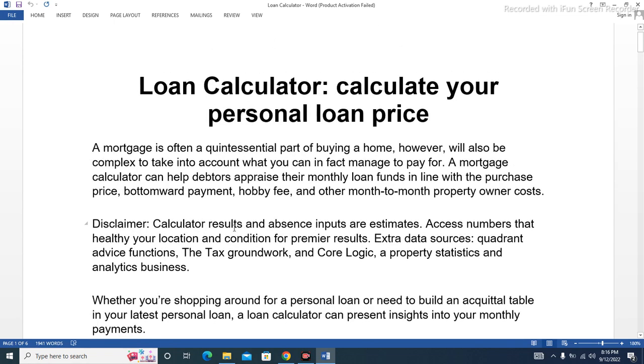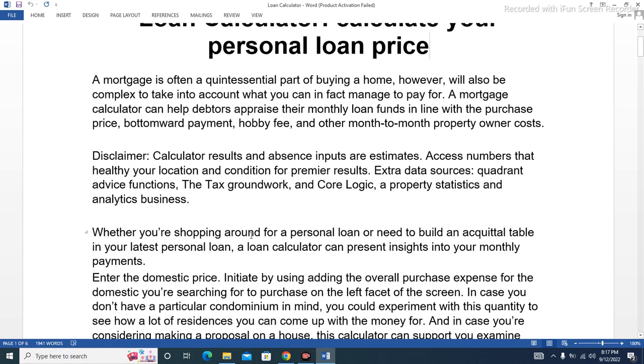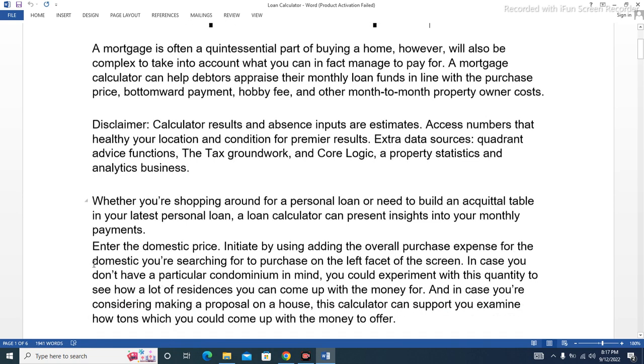Disclaimer: calculator results and inputs are estimates that fit your location and condition for primary results. Extra data sources, advanced functions, the tax groundwork, and core logic are property statistics and analytics business. Whether you are shopping around for a personal loan or need to build an equity table for your latest personal loan, a loan calculator can give insight into your monthly payments.